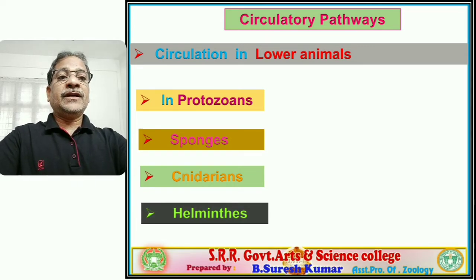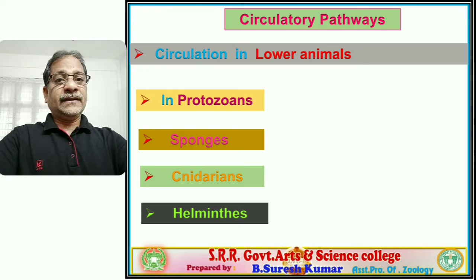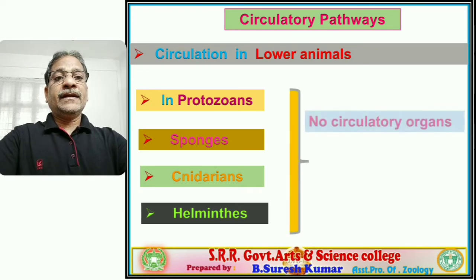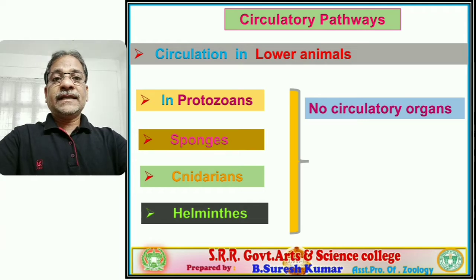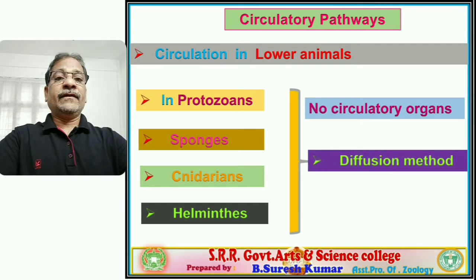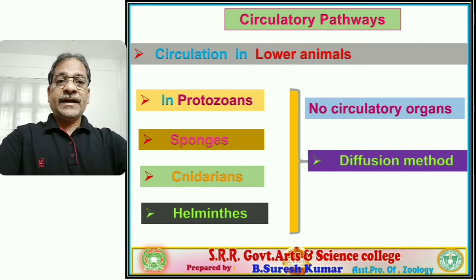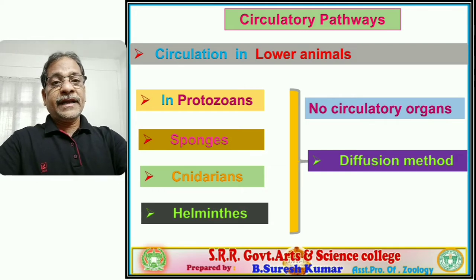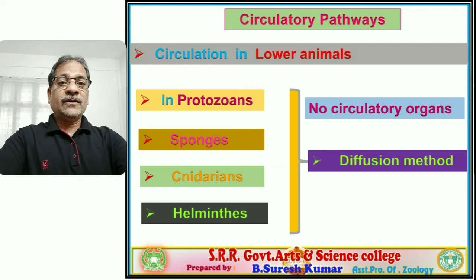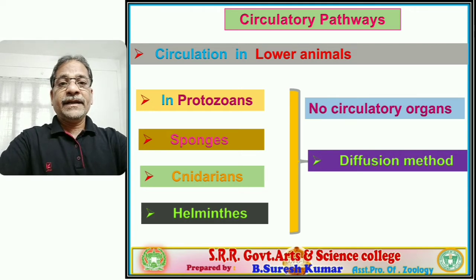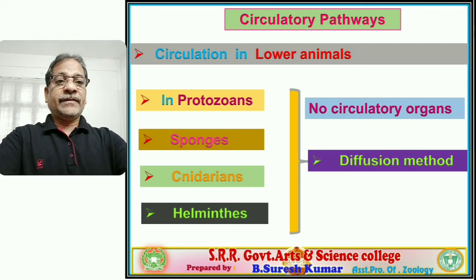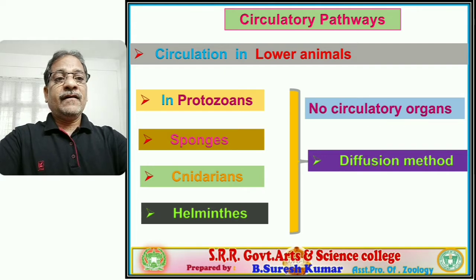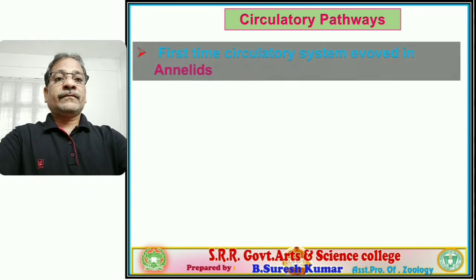In these individuals, there is no circulatory system. So simply the substances are transported by the diffusion method. Follow? So there are no circulatory organs present in the animals of these groups. Remember: protozoans, porifera, cnidarians, and helminths. So simply the material is transported by diffusion. Ask in entrance examination. Alright. Right. Next.